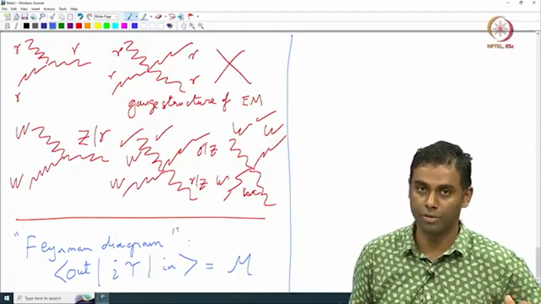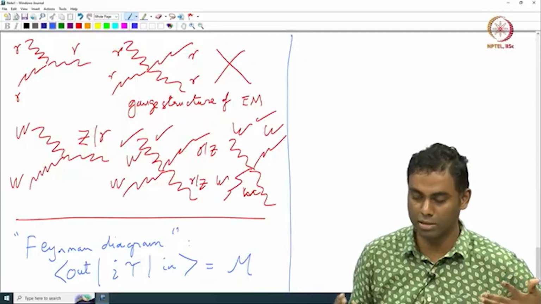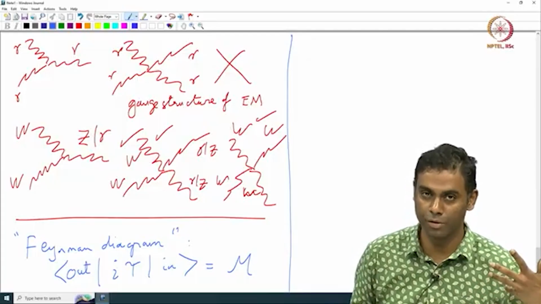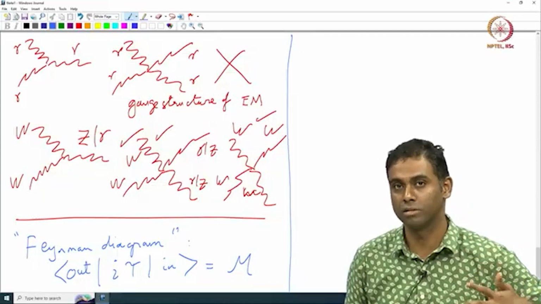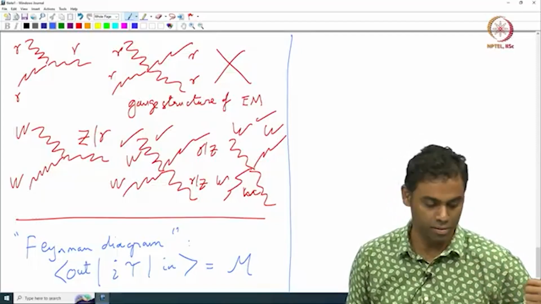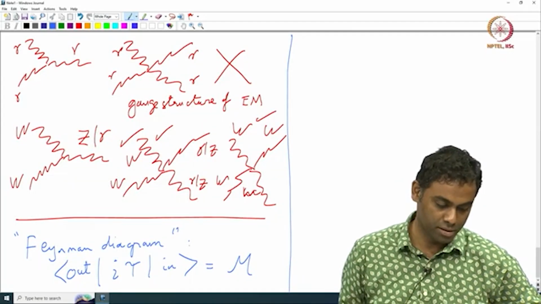That is the transition amplitude. Okay, this is the most basic thing that you use to calculate things like cross sections, decay rates and so on. Okay. All right.